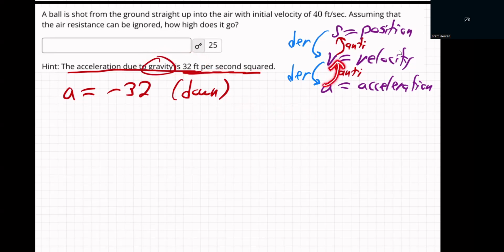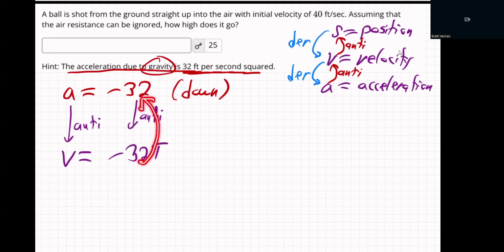I want to go back to velocity now. To go from acceleration up to velocity, I got to do an anti. What's the anti of minus 32? Well, it's minus 32t. Why? Because the derivative of minus 32t would go back to minus 32. So this must be the anti. Plus constant number 1. There could be any constant there because the derivative of a constant would just go back to 0. So any constant number that doesn't have a letter could be there.